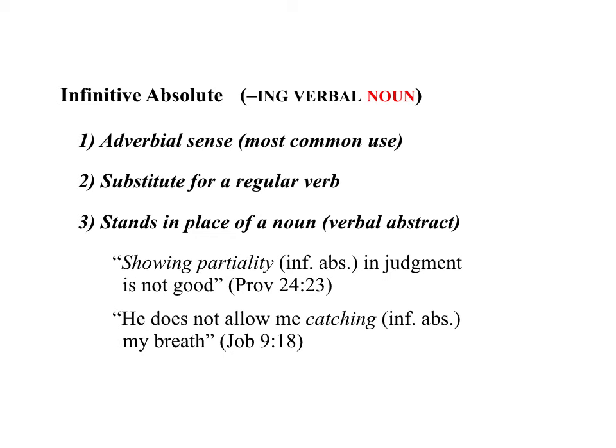Here we have in Job chapter 9, verse 18, Job complains about God, that God does not allow me catching my breath. He does not permit me the concept of or the action of catching my breath. And this is really the direct object of the verb. We have an ing verbal noun functioning in place of a noun in the sentence.